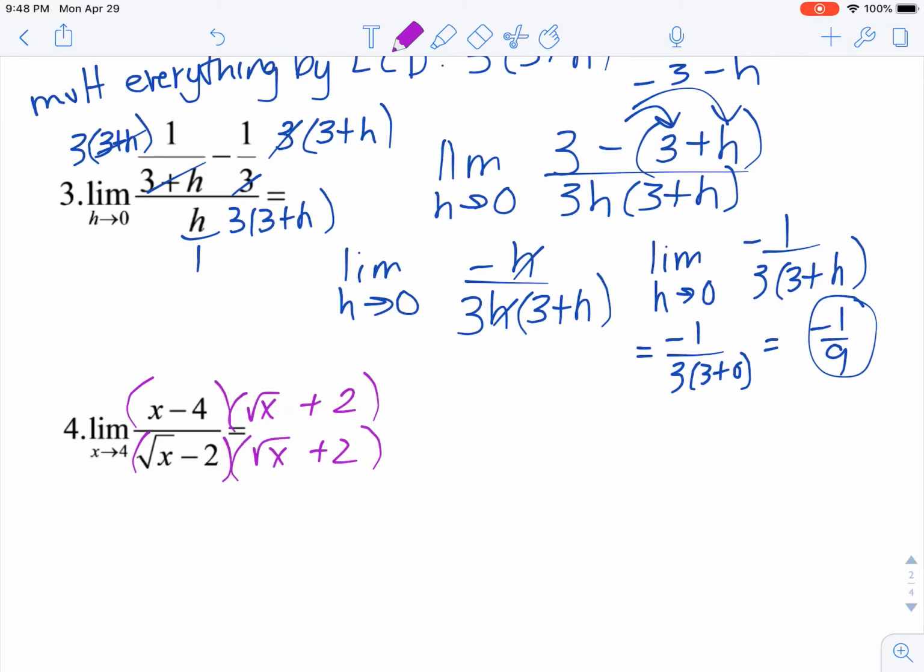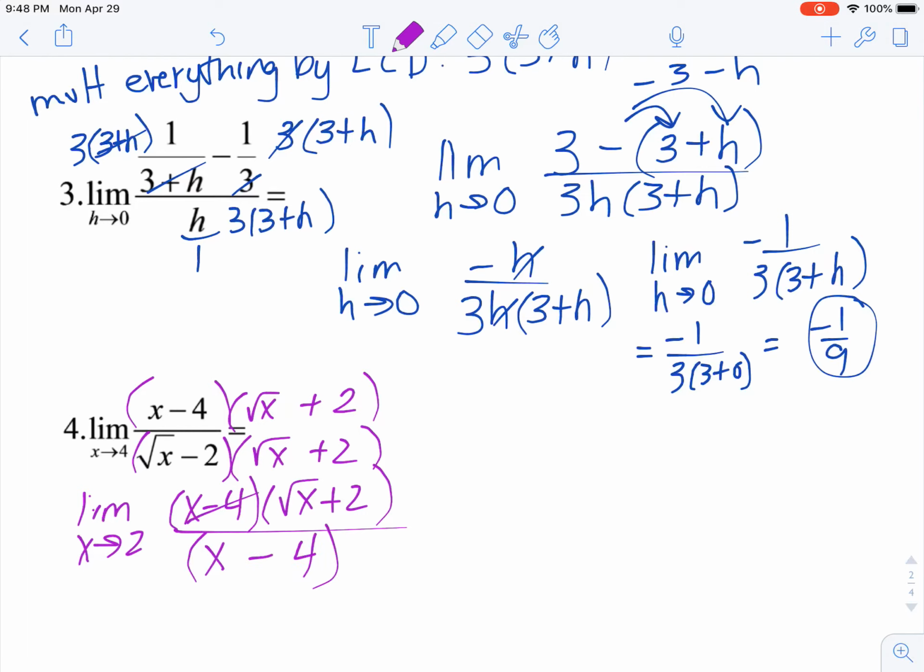Okay, and then keep that numerator in factored form. Don't multiply that out. That's going to make your life harder. The denominator, when you multiply that, you don't want to multiply out. That's going to be x. Middle terms cancel since it's a conjugate, x minus 4, which is great because those factors cancel.